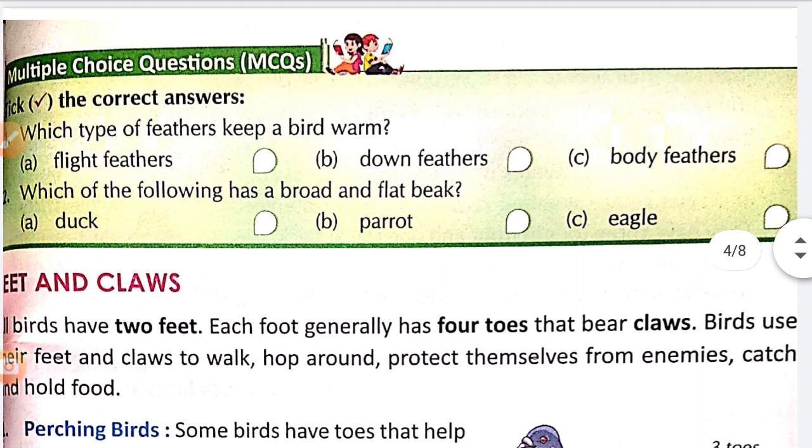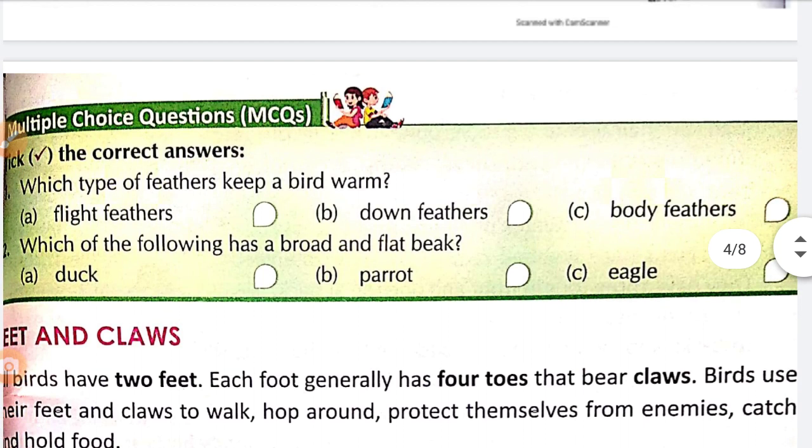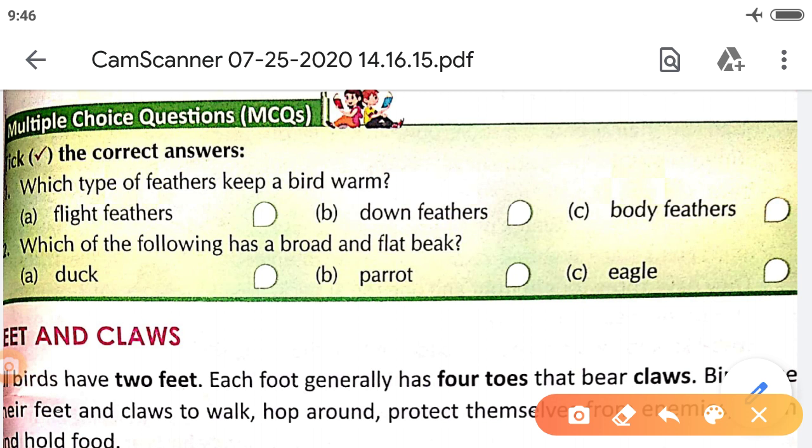Take the correct answer. Which type of feather keeps the bird warm? Flight feather? No. Down feather? Yeah, body feathers. Yes, down feathers. Which of the following has a broad and flat beak? Duck, parrot, and eagle. It is the duck.